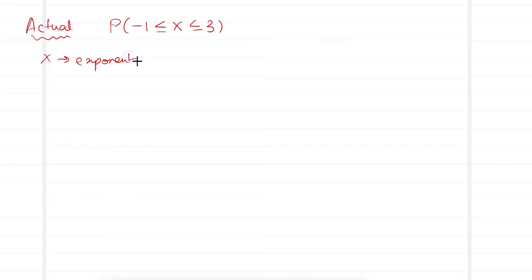Exponential distribution, which is a continuous distribution. When it is a continuous distribution, we make use of integration as the operator. Hence, probability of minus 1 less than x less than 3 is the integral from minus 1 to 3 of f of x dx. So, this is my actual requirement.